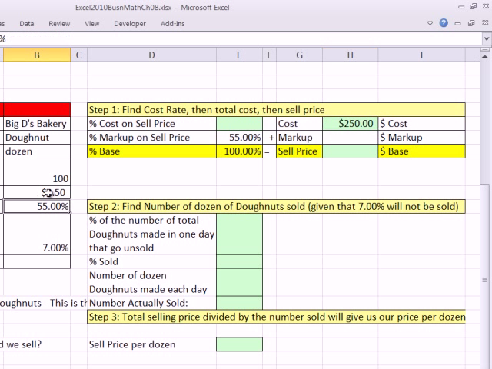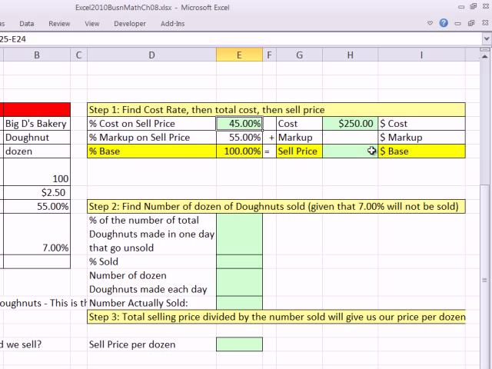Now, we're given something else, 55%, so I've already put that here. That's a given number. We also know anytime we have our base, that rate is 100%. Our rule so far in the class is if we have two numbers on one side of our template, we can, of course, calculate the third number. So I'm going to take 100% minus 55%. And so we know our percentage cost on sell price is 45%.